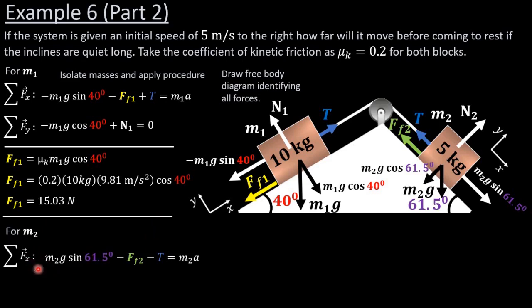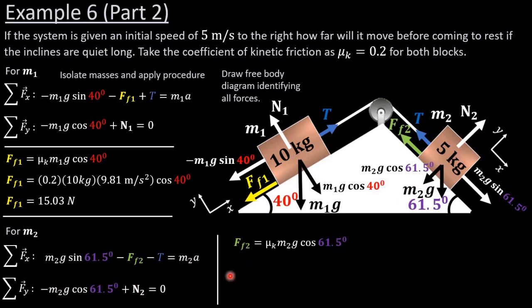So for mass 2, we do a similar thing again. So the sum of the forces in the x direction is going to be positive m2 times g times sine 61.5 degrees, which we have here, minus F sub F2. So this is in the negative x direction, minus T, okay, because this tension is in the opposite direction, equals m2 times a. So again, the two accelerations, this acceleration and this acceleration, will be the same. And then the sum of the forces in the y direction is going to be minus m2 times g times cos 61.5 degrees, and that's minus because this force is acting in the negative y direction, plus n2, which is in the positive y direction.